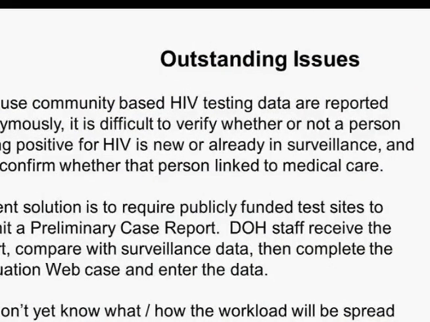So our currently outstanding issues, and I think you all know that community-based HIV testing is reported anonymously within the evaluation web system. People are asked to verify whether people are in care, verify whether they receive partner services, et cetera. And that's really not possible unless you have access to the surveillance data.